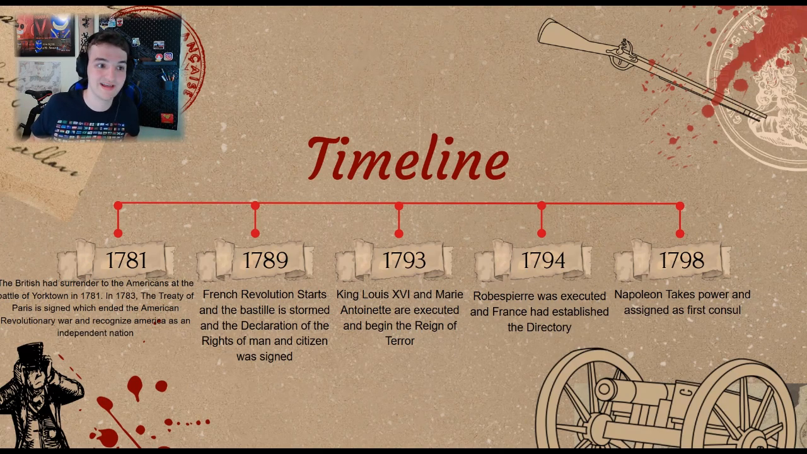Those people were known as enemies of the revolution, who were against the ideas of the French Revolution. Then Robespierre was executed, and France established the Directory, but the Directory was a weak oligarchy, so people knew they had to take a new form of government. That's why in 1798, a French general named Napoleon Bonaparte took power and was named First Consul.